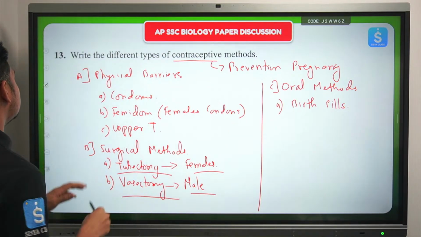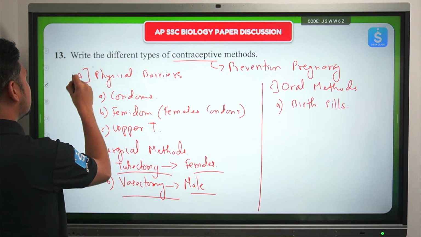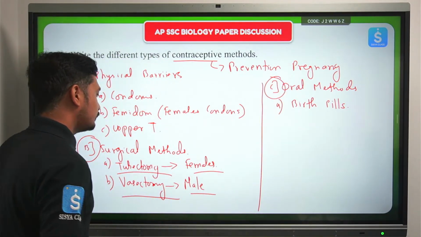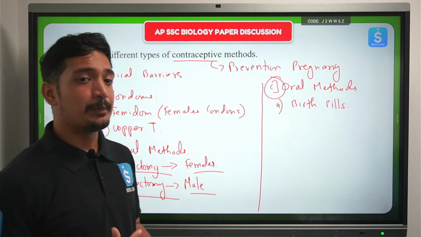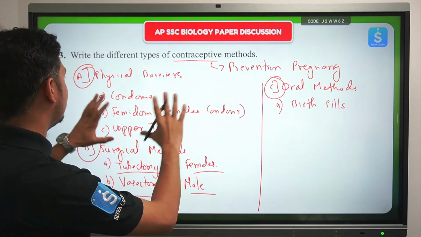So this is the answer for different types of contraceptive methods. We have covered 3 types: physical method, surgical method, and oral method. There are other methods also, chemical methods also, but we'll not spend too much time discussing that. I believe this is clear to all of you.